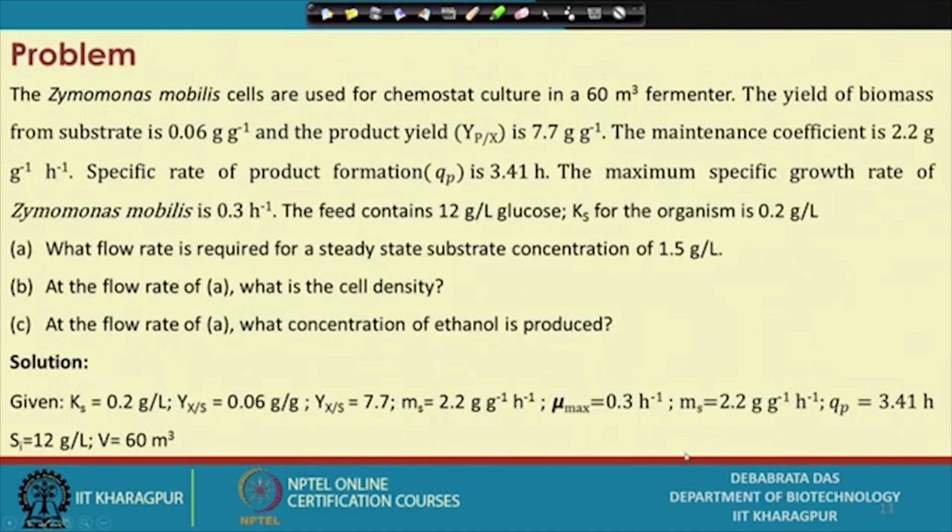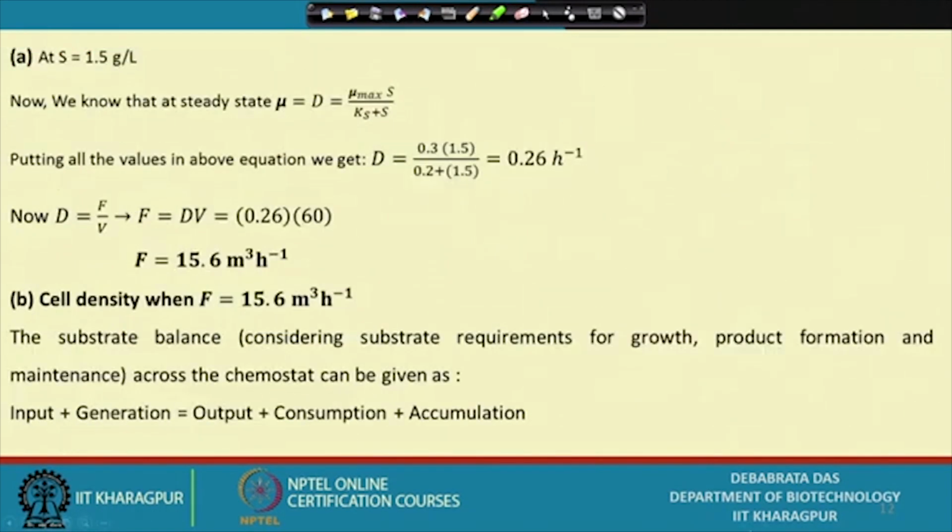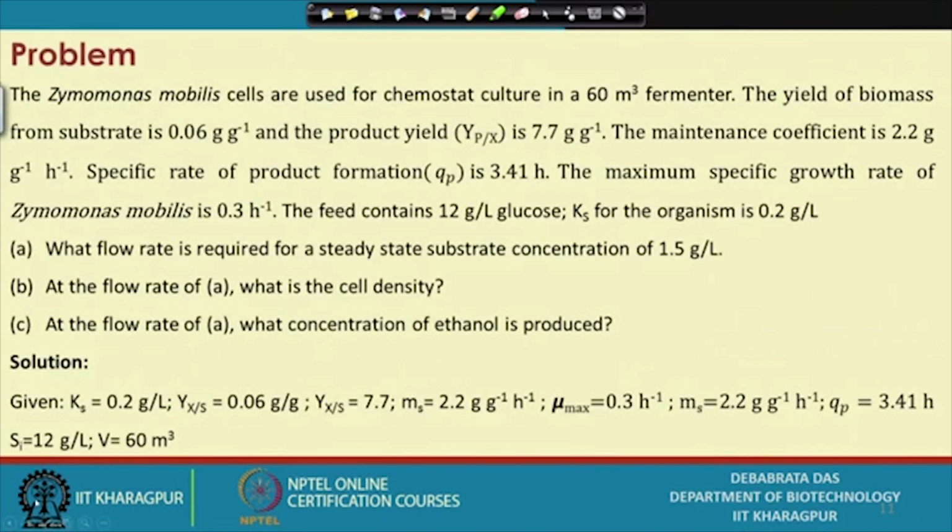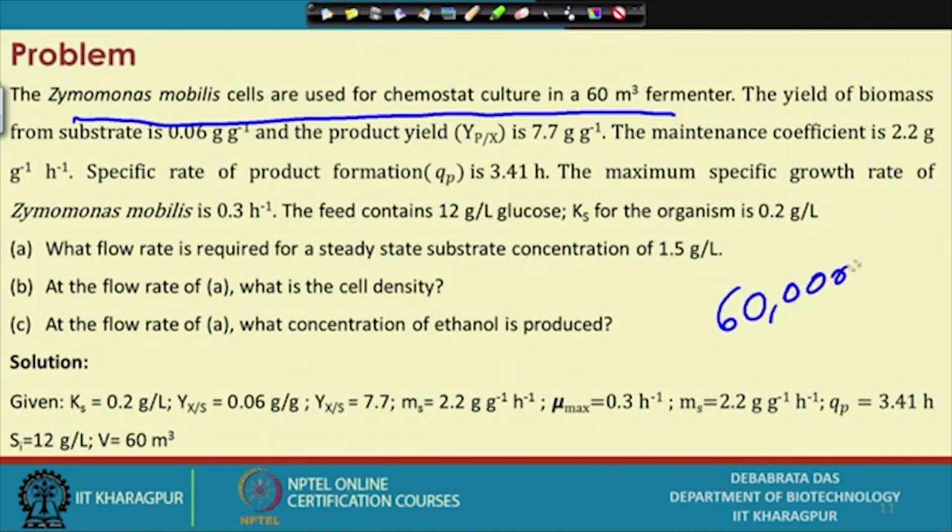Now let me go to the second problem, which is also very interesting. We know Zymomonas mobilis is used for the alcohol fermentation process. Now, Zymomonas mobilis cells are used in a chemostat of 60 cubic meter fermenter. 60 cubic meters means 60,000 liters. Am I right? Now, the yield of biomass is about 0.06 gram per liter.